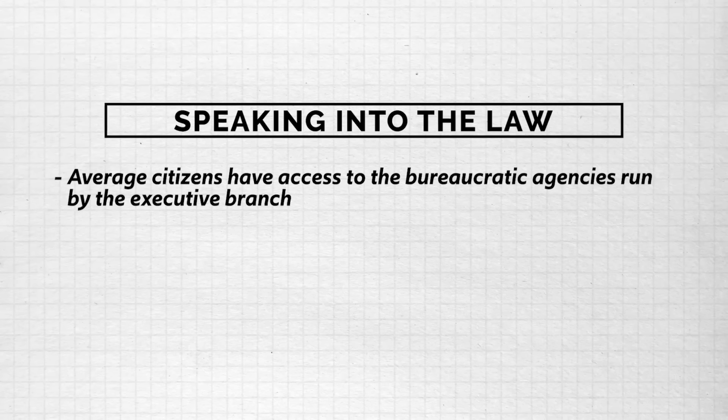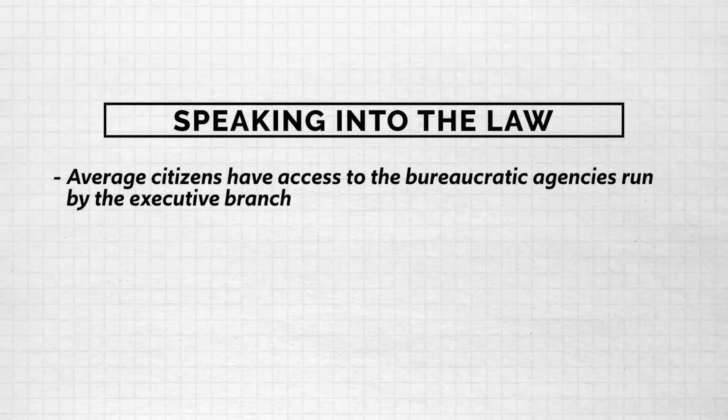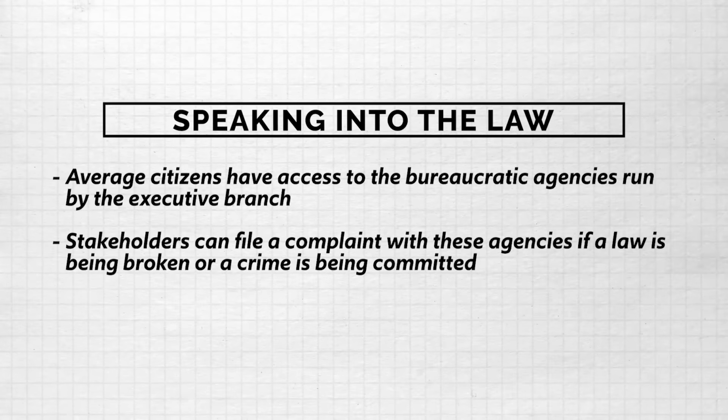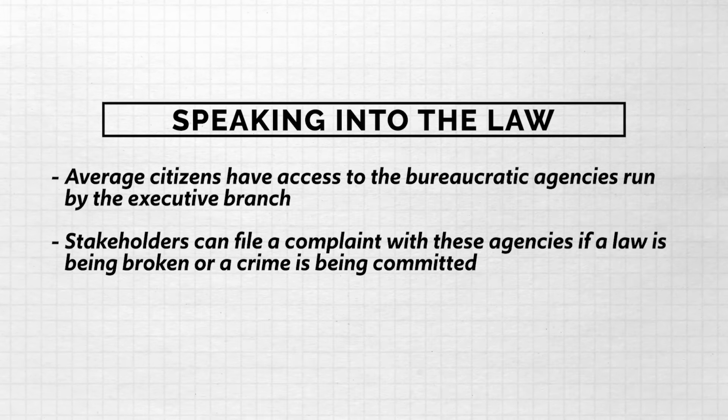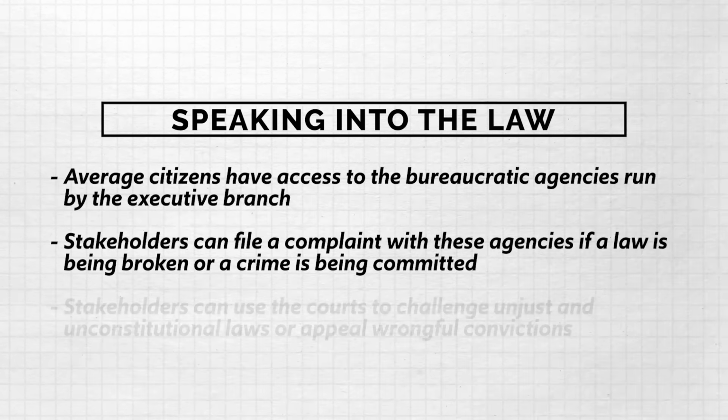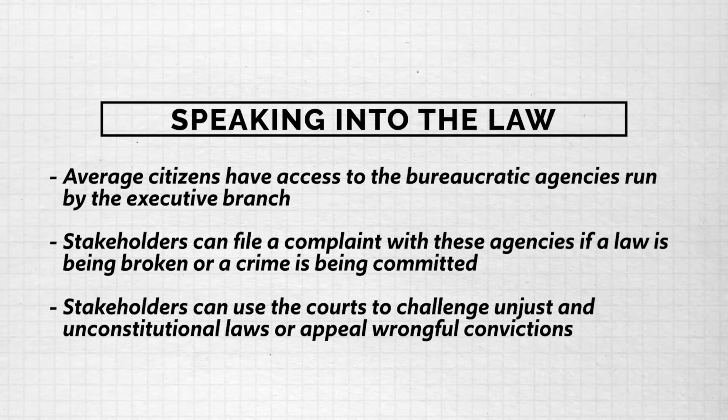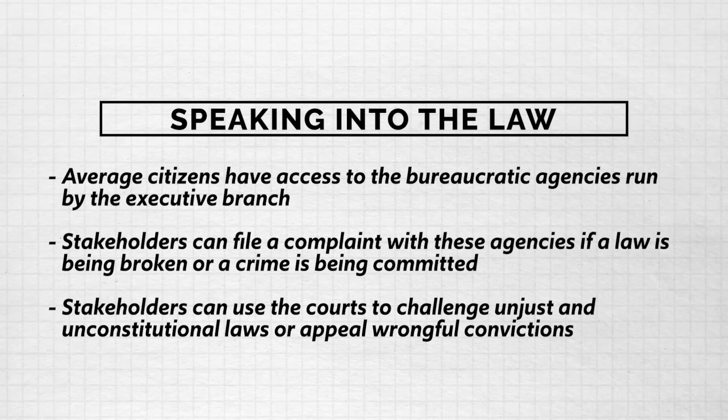In the executive branch, stakeholders have influence too. And you can't really just call up the Oval Office and tell the president what you think, but average citizens do have access to the bureaucratic agencies run by the executive branch. Stakeholders can file a complaint with these agencies if a law is being broken or if a crime is being committed. In the judicial branch, stakeholders can use the courts to challenge unjust and unconstitutional laws or appeal wrongful convictions.